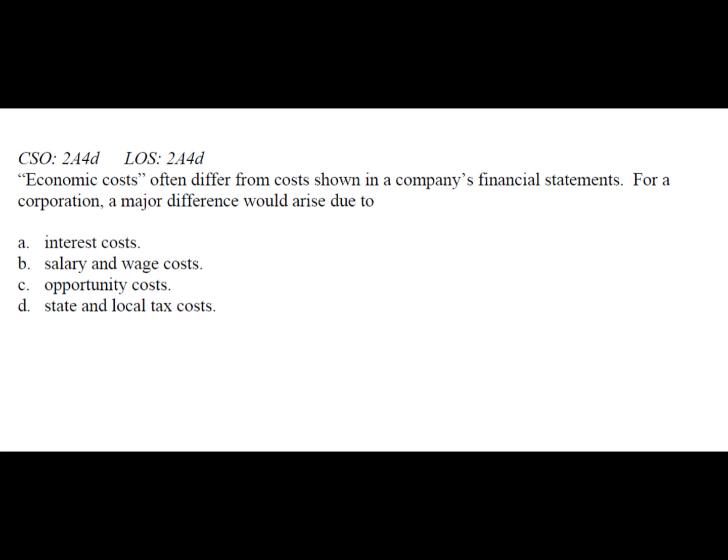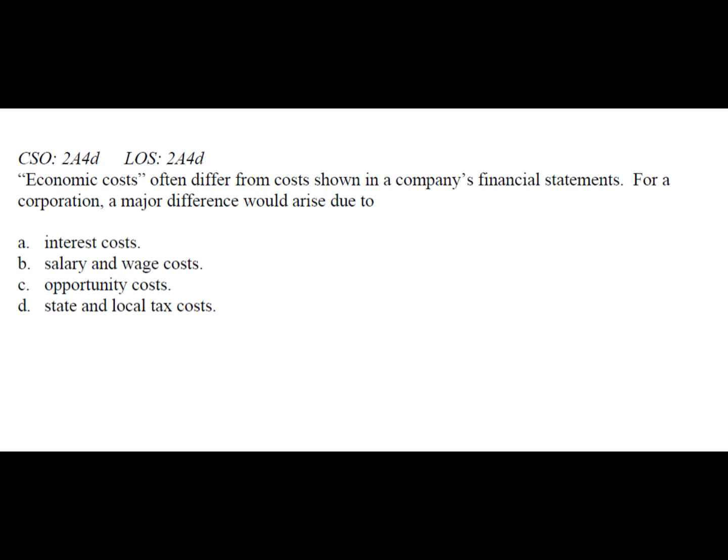A. Interest costs. Incorrect. Interest expense is an explicit accounting cost and is reported in the financial statements. B. Salary and wage costs. Incorrect. Salaries and wages are explicit costs that are recognized as operating expenses. C. Opportunity costs. Correct. Opportunity costs are implicit costs representing foregone alternatives. They are included in economic costs but are not recorded in financial statements. D. State and local tax costs. Incorrect. Taxes are explicit expenses and are reported in accounting records.